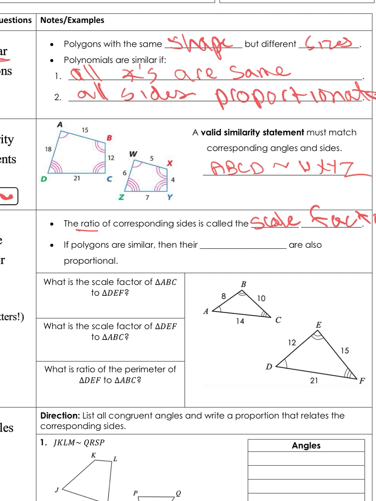Right? So the ratio of corresponding sides is called the scale factor. The polygons are similar if their perimeters are also proportionate. So if the perimeters are proportionate, then they're similar polygons. And so let's just put this into action here.